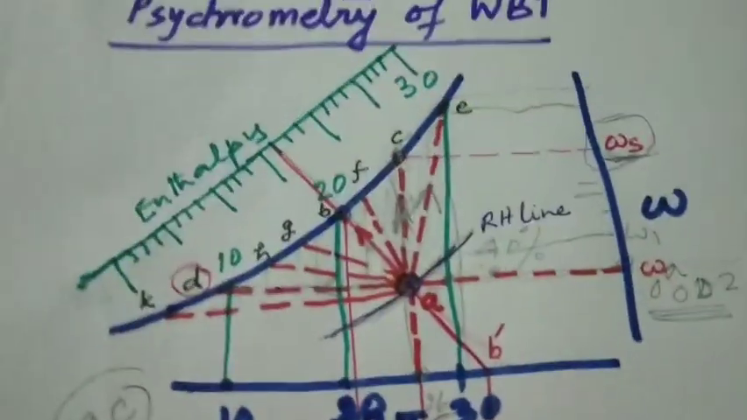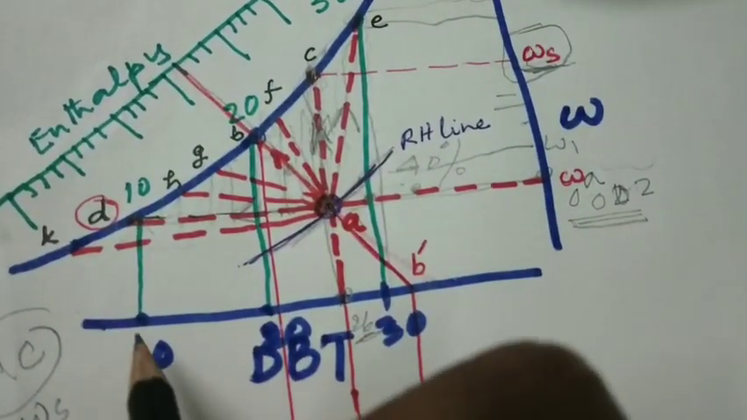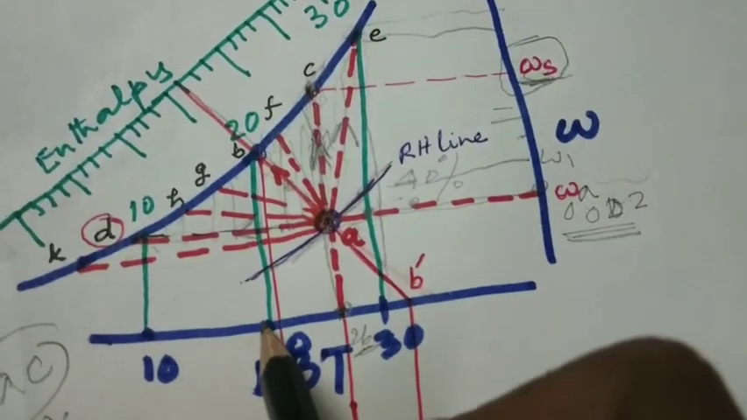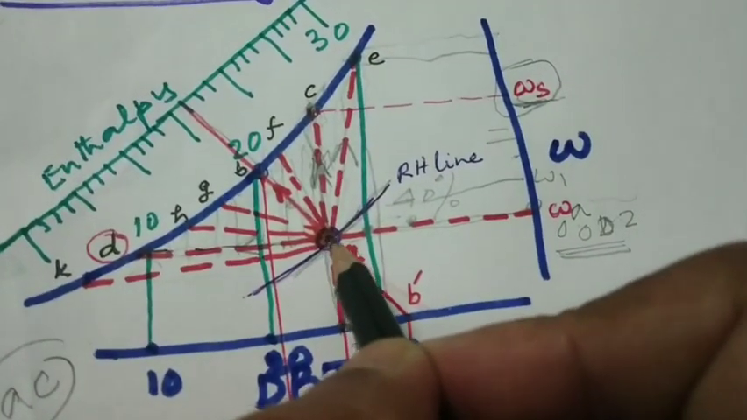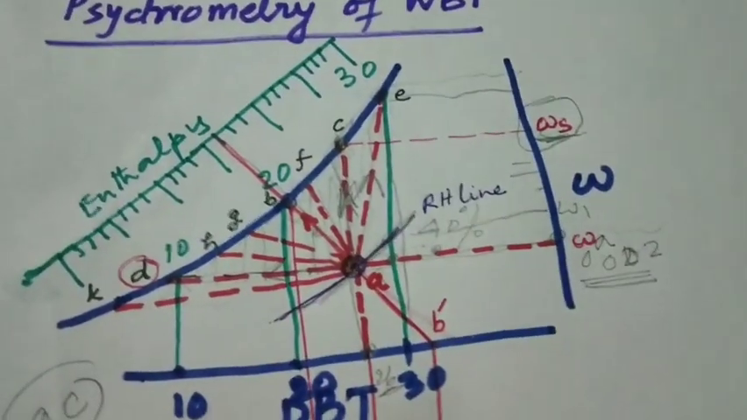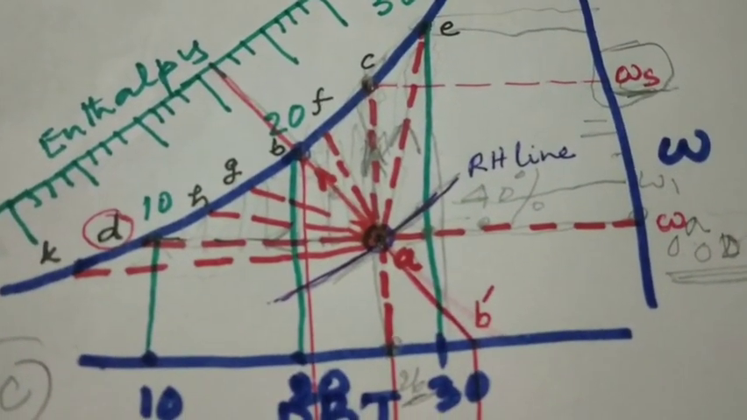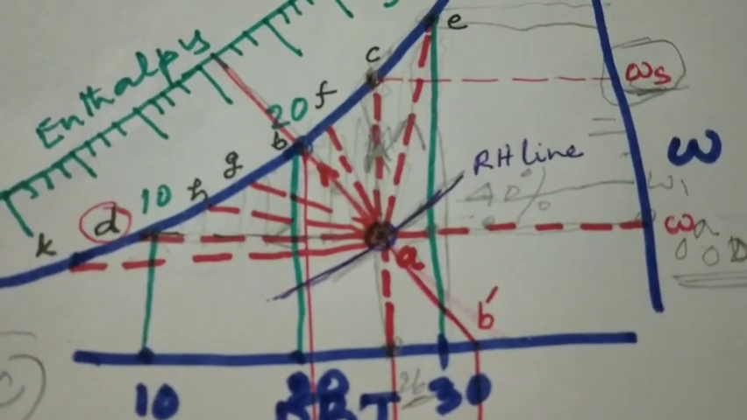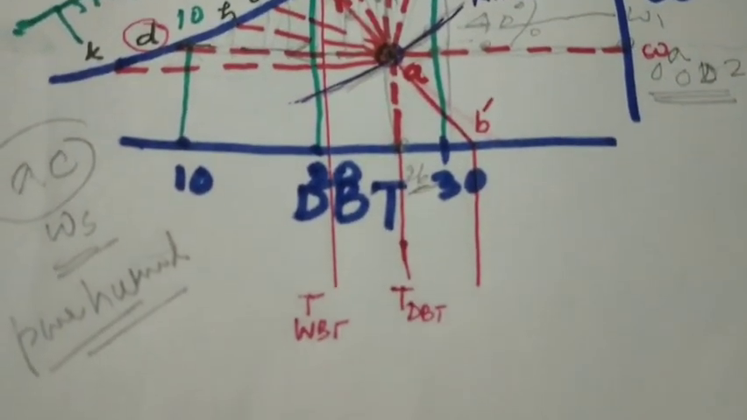When we come to this particular point B, if you have a temperature of 10 degrees here, 10 degrees is also written here in the thermometer chart. If 20 degrees, 20 degrees is also written here. If 30 degrees, 30 degrees is also written here. So this temperature was 26 degrees, but the temperature has come to 20 degrees. There has been a decrease of temperature, and the minimum temperature approached after completion of adiabatic humidification, this particular temperature B, is known as the wet bulb temperature.